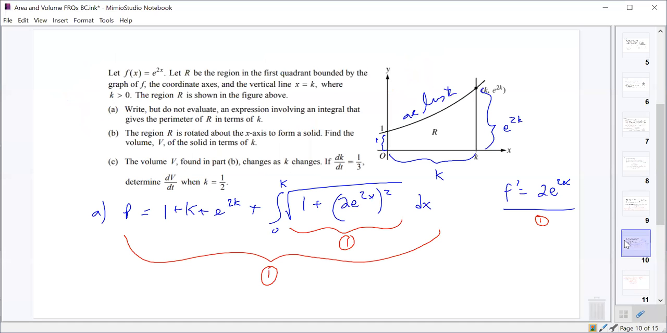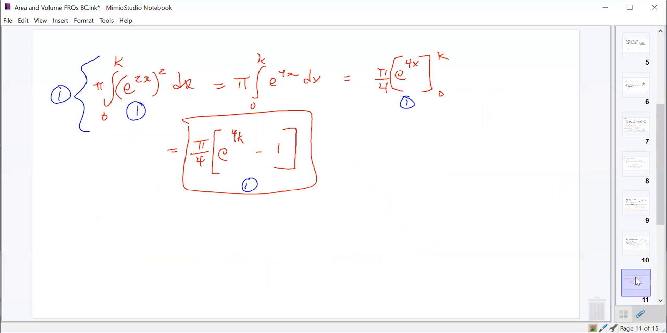All right, and part C, we've said the volume that we found in part B changes as k changes, obviously. If the change in k, dk/dt, is equal to 1/3, we want to determine dV/dt when V is 1/2. So we should just be able to go back to our formula that we had here. And I mean, this is our volume formula, right?